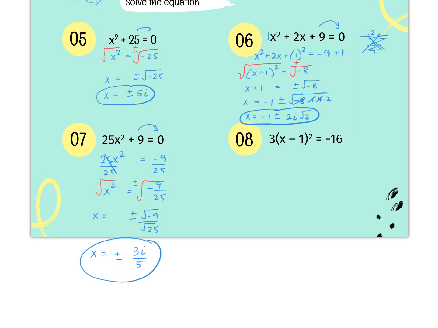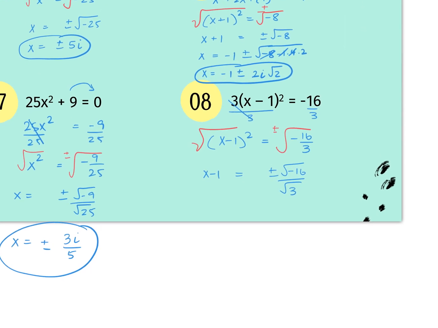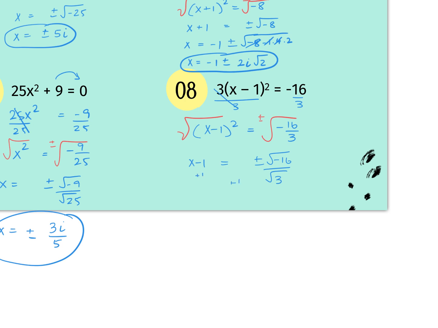And then this last one, again, I see this is another perfect candidate for completing the square. I could divide both sides by 3, and then I get the number that's being squared all by itself, right? And I get negative 16 over 3. Then I do the square root, plus or minus the square root, and I get x minus 1 equals positive and negative square root of negative 16 over the square root of 3. And then I'm going to add 1 to both sides. So I get x equals 1 plus or minus the square root of negative 16 over 3, like that.